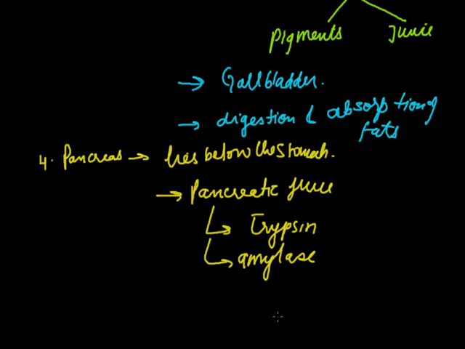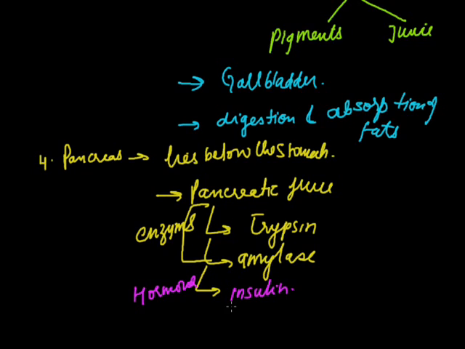Besides these two enzymes, pancreas also secretes two hormones. These were the enzymes, and it also secretes two hormones, and these two hormones are insulin and glucagon. Since it has both exocrine as well as endocrine functions, both bile and pancreatic juice are released into the duodenum by a common duct. So this pancreas is also called as an endocrine gland, and it can also be called as an exocrine gland.